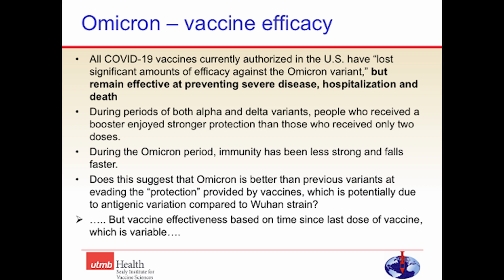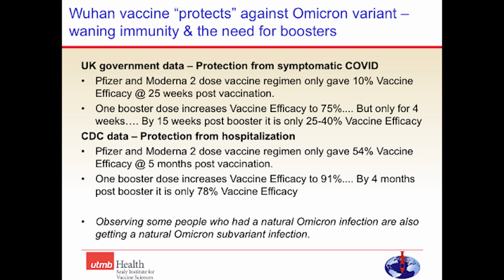Some interesting data come out of the UK and the CDC, which really demonstrate nicely the problems we have. In the UK, the Pfizer and Moderna 2-dose vaccine regimen gave only 10% vaccine efficacy against symptomatic COVID at 25 weeks post-vaccination. That's just a primary series. When you got the first booster, vaccine efficacy went to 75%, but only lasted 4 weeks. 15 weeks after that booster, you're down to 25 to 40% efficacy.